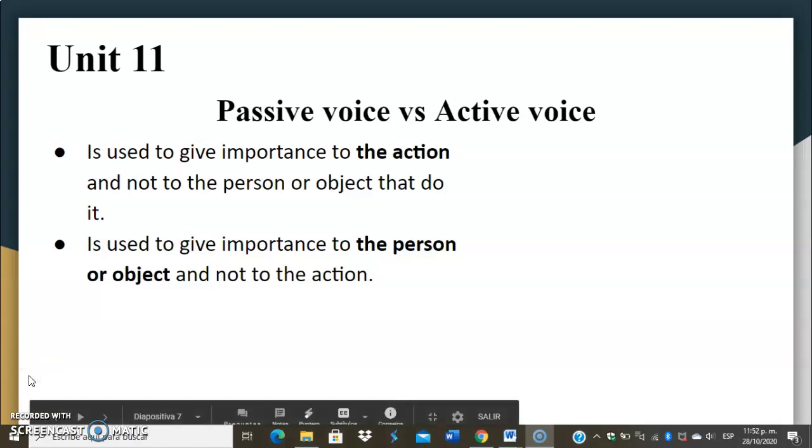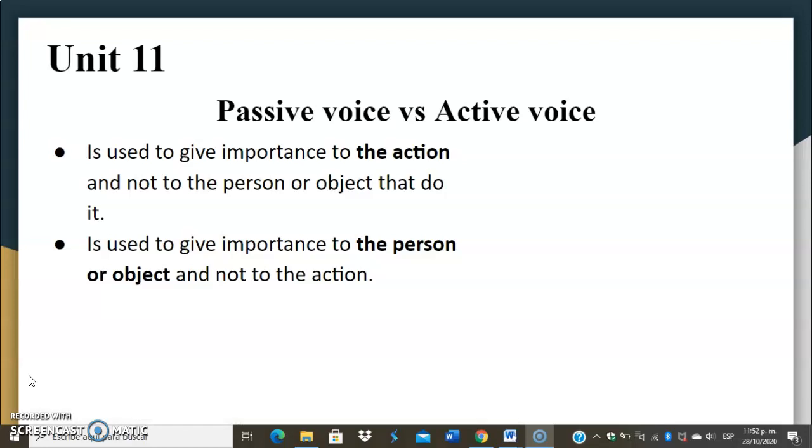Thank you, Stacy. I'm going to continue talking about units 11 and 12. Unit 11 is about the passive voice versus active voice. Well, the passive voice is used to give importance to the action and not to the person or object that does it. And the active voice is used to give importance to the person or object and not to the action. This is the difference.